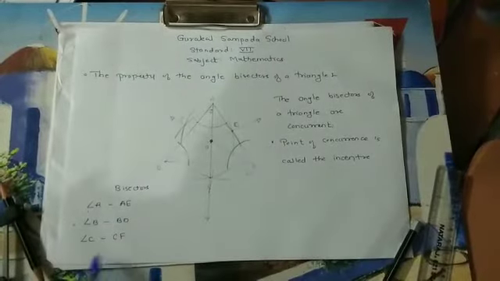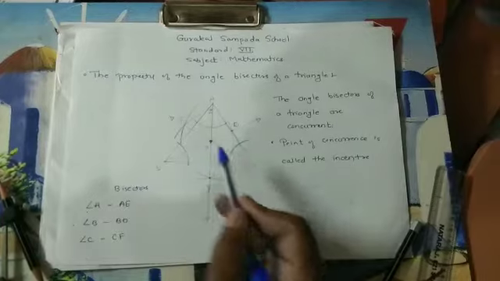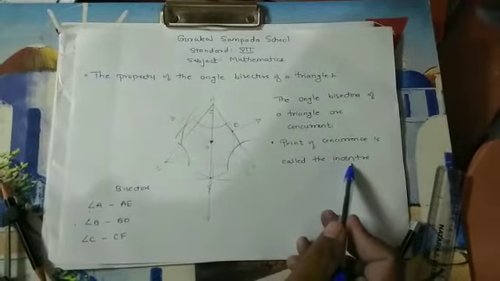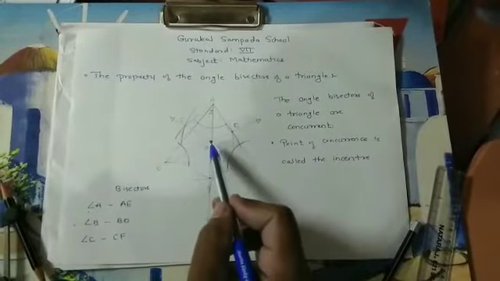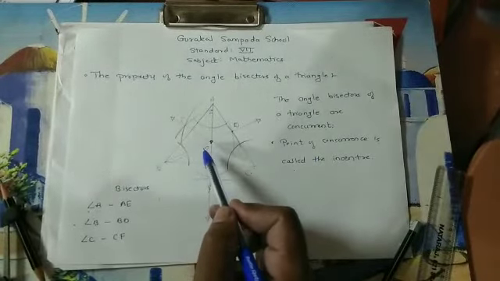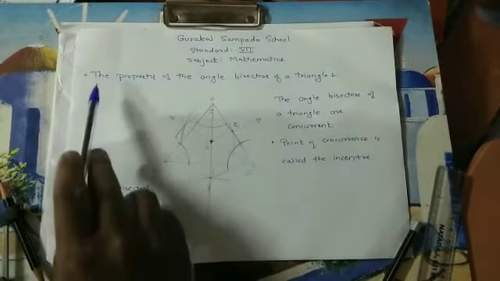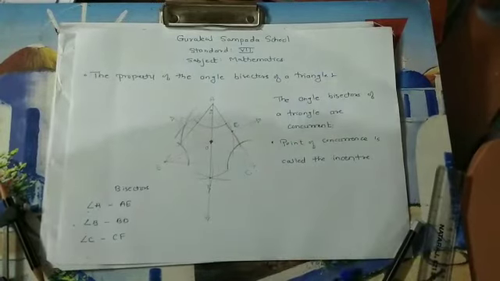All these three bisectors meet, or pass through, one point. That point is called the incenter. All these bisectors pass through a single point, therefore all bisectors are concurrent. This is the property of the angle bisectors of a triangle.